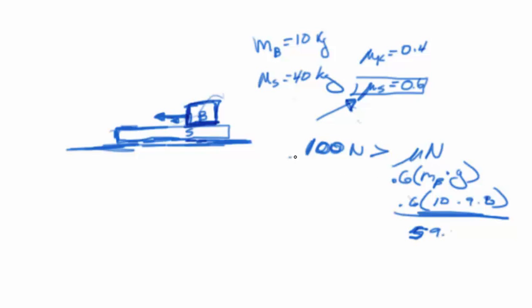So that means the force that you pulled it with is going to be higher than the force of static friction. So that means it's going to slip between. There's going to be some slippage.